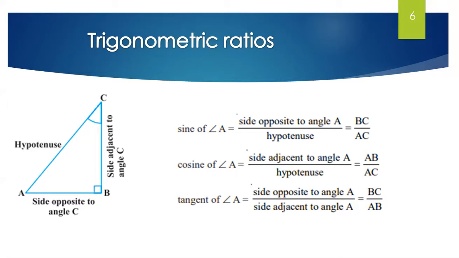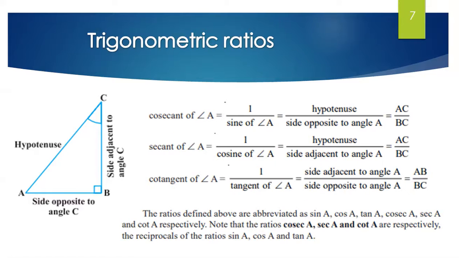So sine of angle A is side opposite to angle A divided by hypotenuse, which is BC upon AC. Similarly, cosine of angle A is equal to side adjacent to angle A divided by hypotenuse, which is AB upon AC. And tangent of angle A is side opposite to angle A upon side adjacent to angle A, which is equal to BC upon AB. So these are sine, cosine and tangent. Later on we are going to use the short form of them.